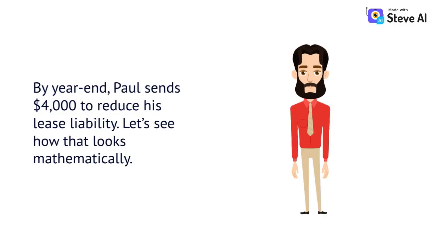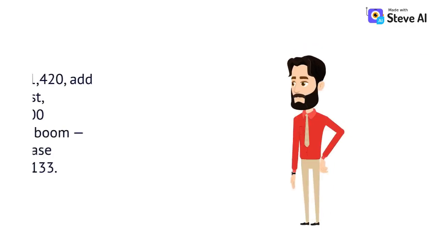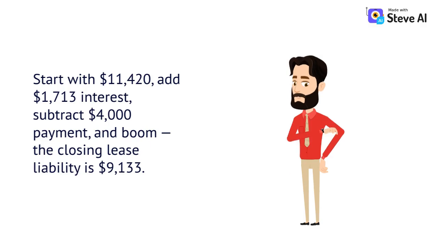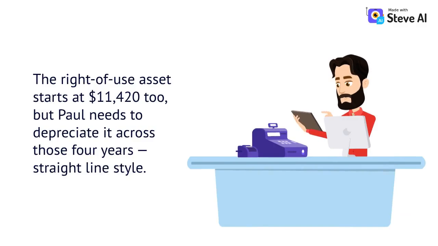Let's see how that looks mathematically. Start with $11,420, add $1,713 interest, subtract $4,000 payment, and boom, the closing lease liability is $9,133. The right-of-use asset starts at $11,420 too, but Paul needs to depreciate it across those 4 years, straight-line style.